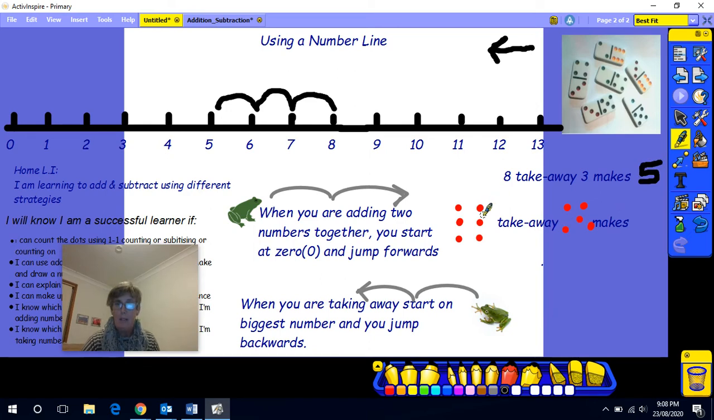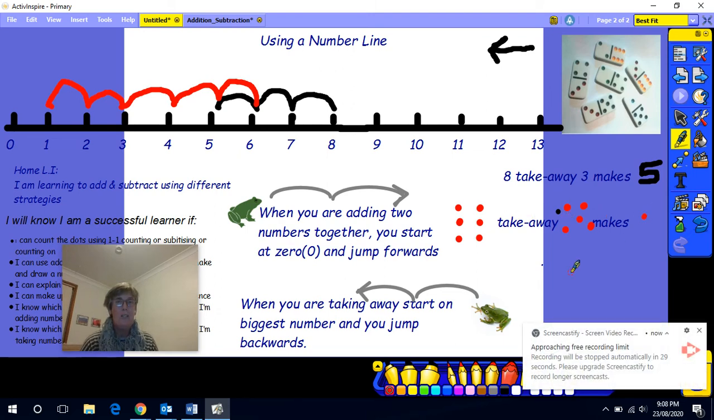Let's have a look at this one. It's made up of dots. Again, do we start at 6 or 5? Which is our bigger number? 6. So that's our starting number. I'll change our colour so we can see. 6 is our starting number. We have to move back 5 places. 1, 2, 3, 4, 5 places, and we have finished on number 1. So our answer is 1. So 8 take away 3 makes 5, and 6 take away 5 makes 1.